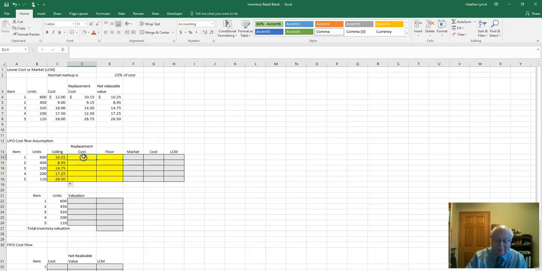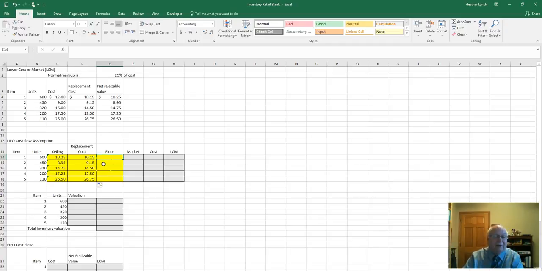Okay. Replacement costs can also be copied down. Those will be given as well. That's the cost of replacing the inventory. So we'll copy those down. Now the floor we need to calculate. It is 25% of cost, our normal markup.